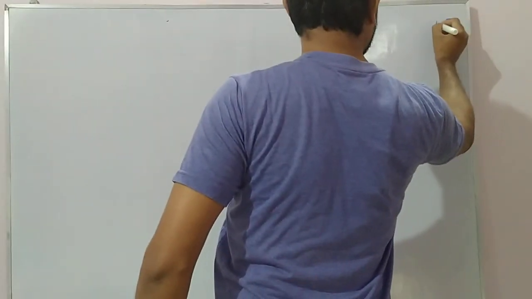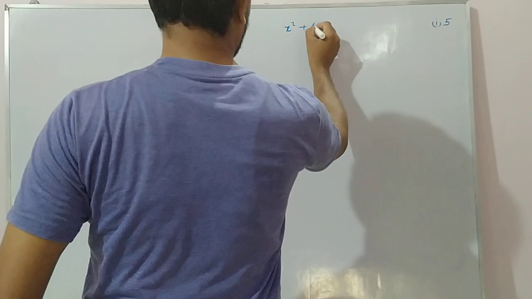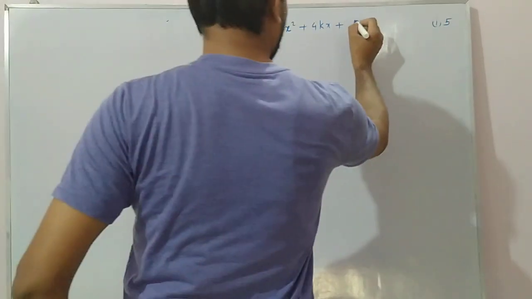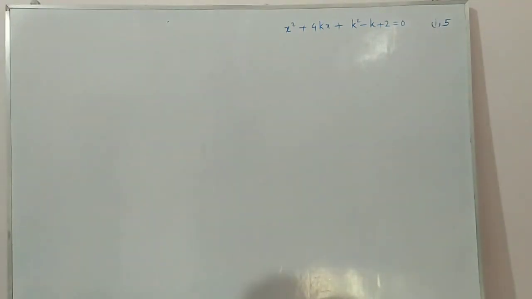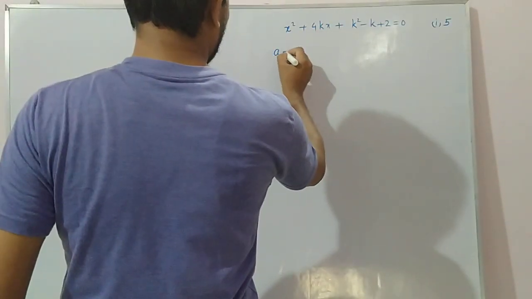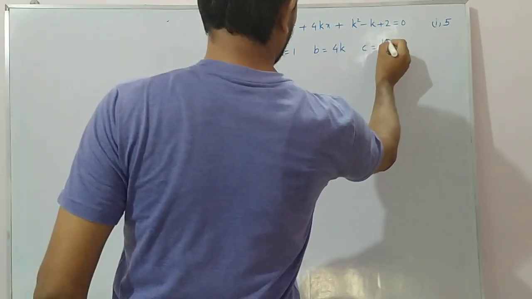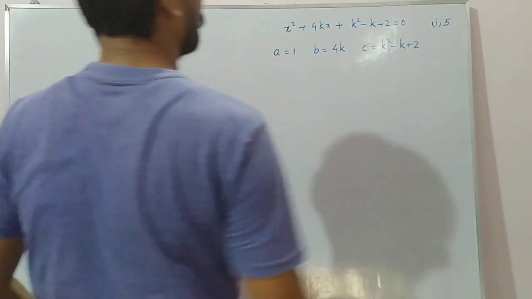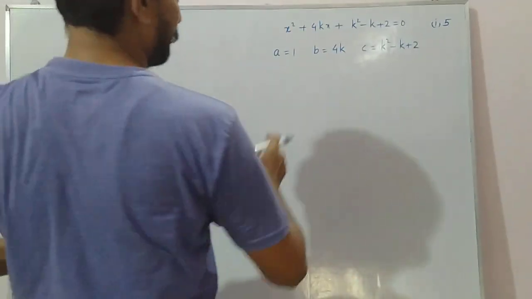Find the values of k for which each of the following quadratic equations has equal roots. Now see here, 5 number 1, again the same type: x square plus 4kx plus k square minus k plus 2 equal to 0. So here a is 1, b is 4k, c is k square minus k plus 2. Okay. So we will find b square minus 4ac.